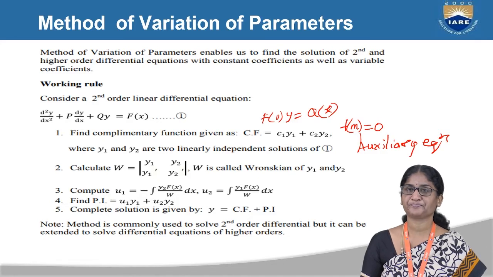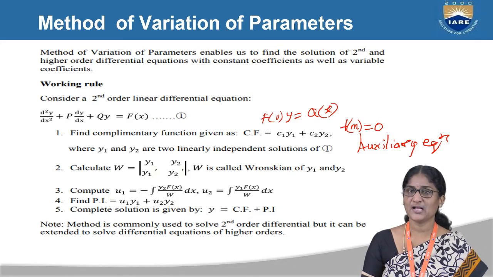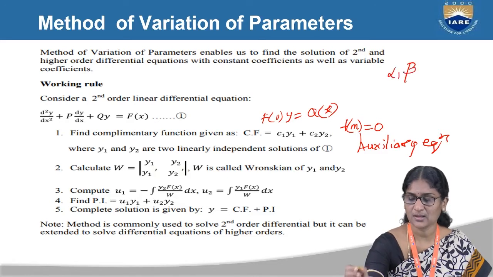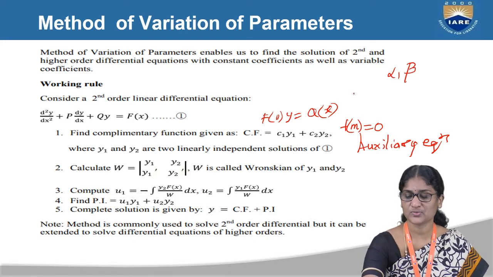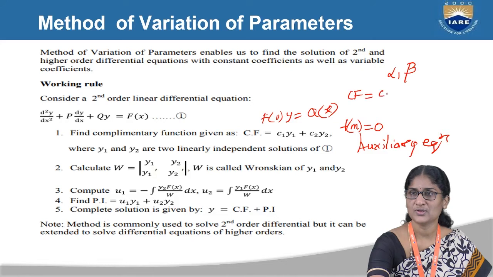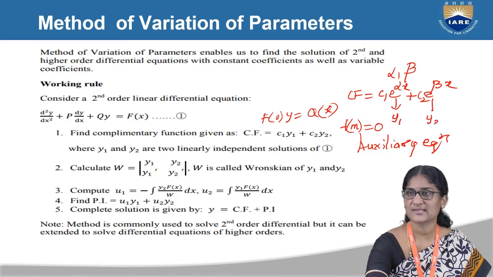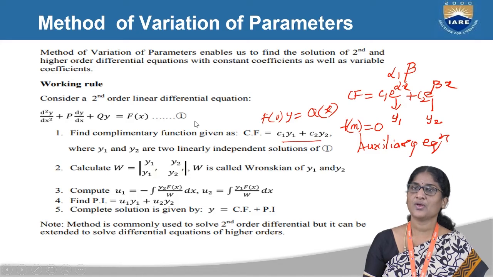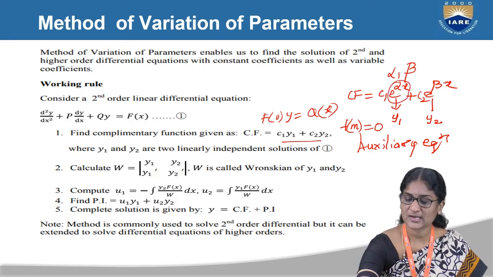That is how to find the complementary functions for different types of higher order differential equations. After finding the complementary function, it can be written as complementary function is equal to c1 into y1 plus c2 into y2. Suppose alpha and beta are the roots. Then the complementary function is equal to c1 e to the power of alpha x plus c2 e to the power of beta x. And this e power alpha x is the y1 function and this e power beta x is the y2 function, that is c1 y1 plus c2 y2.